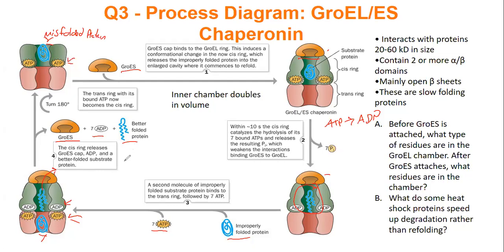All right. So thinking about how GroES, GroEL works, let's start in the very first step, right? Now, before my GroES binds, I want to bind a misfolded protein. Therefore, before GroES binds, what type of residues are in my GroEL chamber? And by type, I mean, what type of amino acids are pointing on the inside of my chamber or towards the face of the chamber?